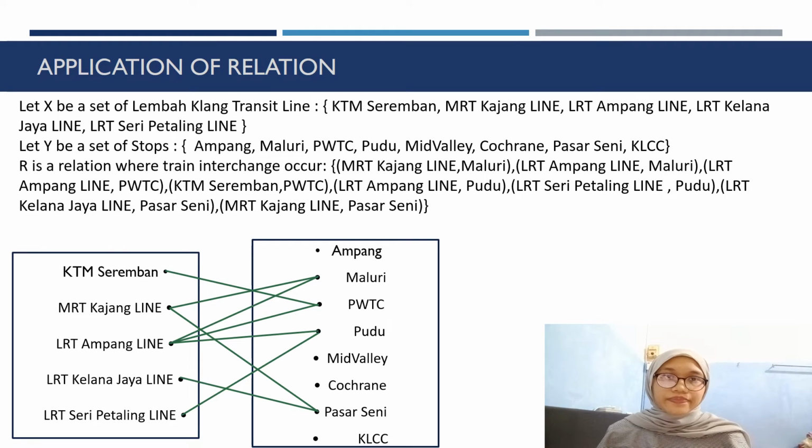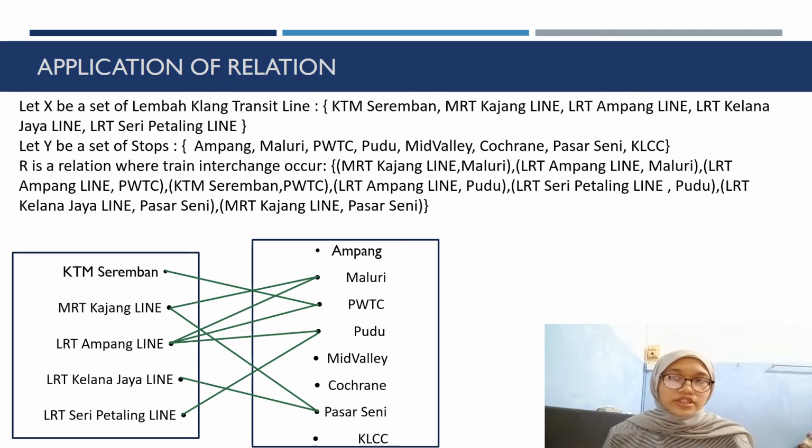And then I found out that for the MRT Kajang line, the train interchange occurs at Maluri, and the LRT Ampang line is also at Maluri. Then the LRT Ampang line at PWTC, and the KTM Seremban line is also at PWTC. The LRT Ampang line at Pudu, and the LRT Seri Petaling line is also at Pudu. The LRT Kelana Jaya line at Pasar Seni, and the MRT Kajang line is also at Pasar Seni.